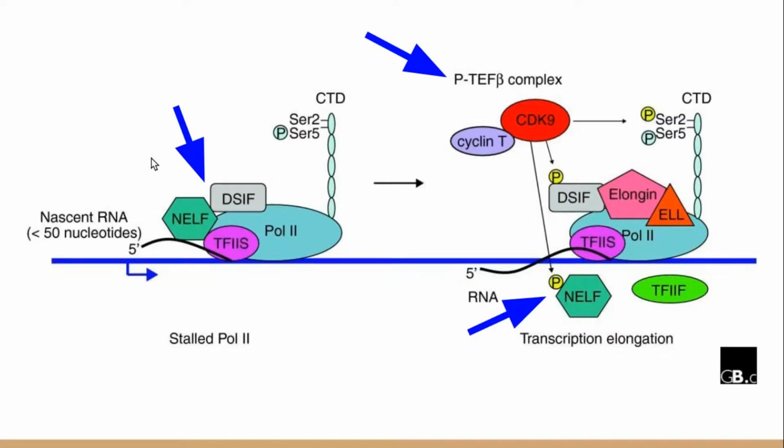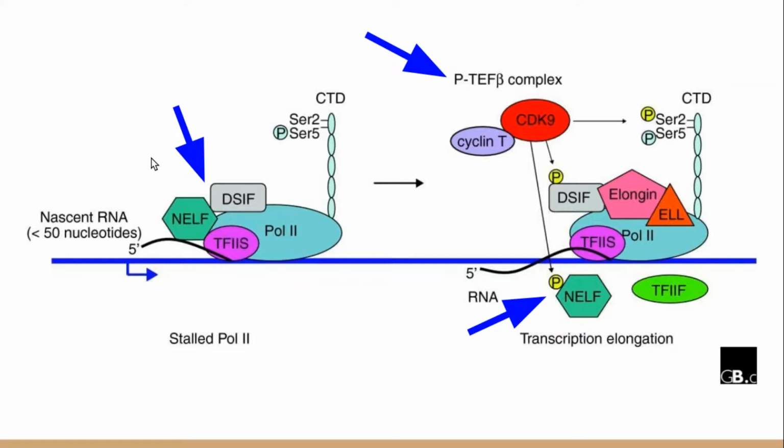Regardless, the idea here is that PTEF-beta recruitment to a stalled RNA polymerase is critical for processive elongation of the RNA polymerase complex. And the recruitment of PTEF-beta itself is thought to be mediated by the 3' untranslated sequence in the emerging RNA transcript.